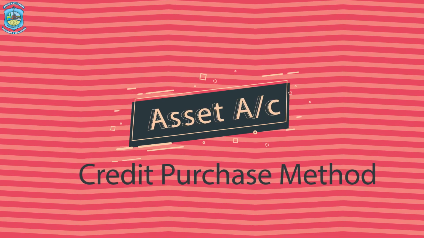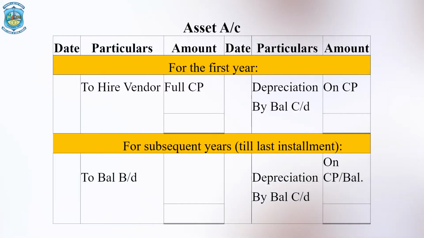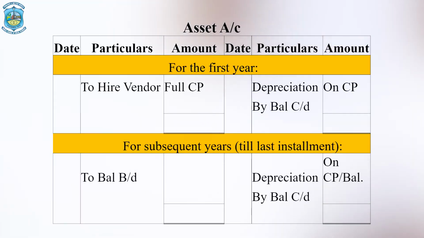Now, we will learn the ledger posting, that is the asset account to be prepared under the credit purchase method, right. So, this method is pretty simple as compared to the asset accrual method, and the ledger posting also is very easy to understand. Under the asset accrual method, you were debiting the asset account with the part payment you were making against the cash price included in each installment. That is, the asset account was getting debited in certain fragments. This won't happen in this particular method.